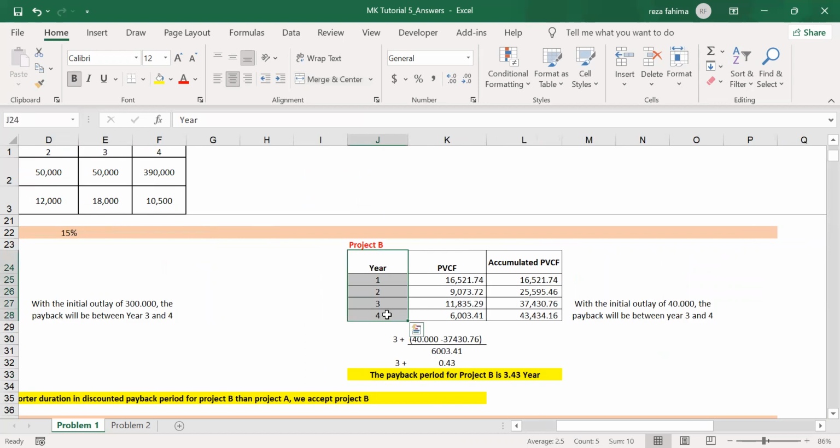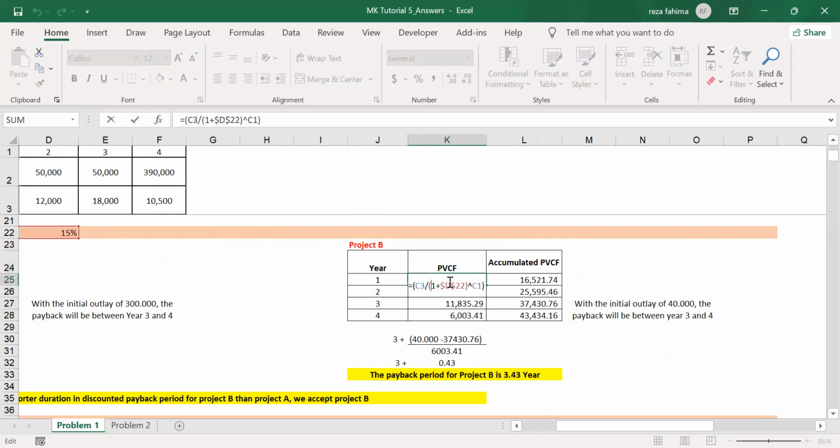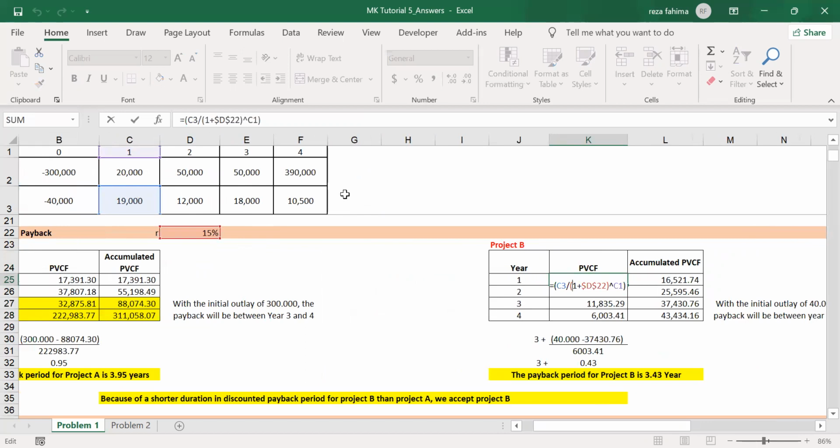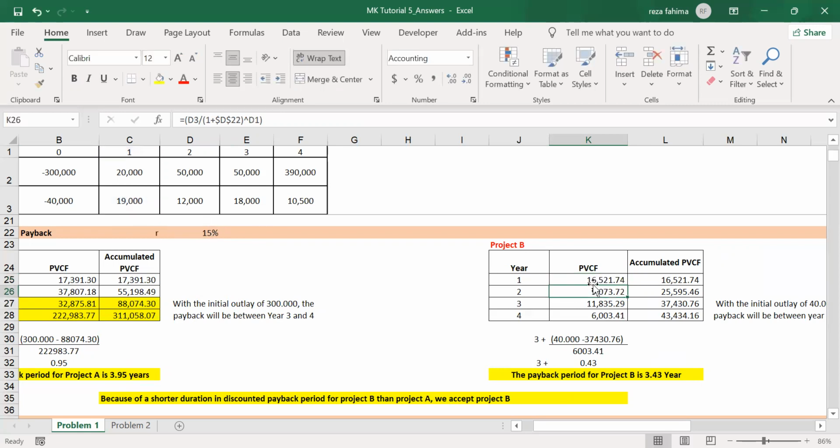You list the year here, and then you make the calculation for present value of the cash flows. I'm gonna give you an example again. For the present value cash flow for year 1, this is the cash flow of the year 1 of the project B, divided by 1 plus the required rate of return or discount rate, which is 15%, in the power of 1, since we're calculating the cash flow of the year 1 for project B. And then we get this number, and we'll do the same with the remaining cash flows.